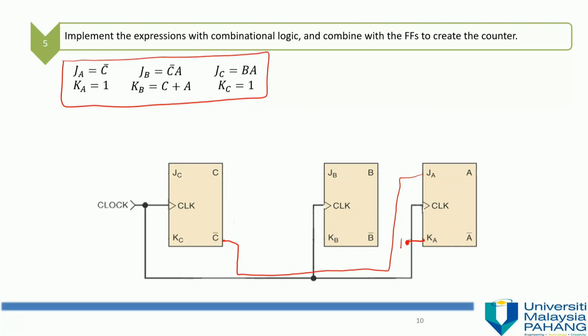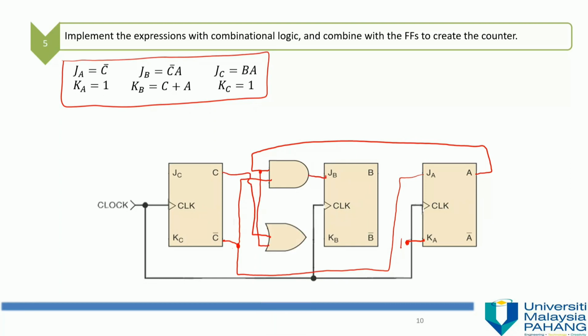JB equals C bar A. We need an AND gate here. We AND between C bar and A. C bar we take from here, and then A is here. The output of the AND gate goes to JB. Then KB equals C plus A, so we have A plus C here and connect to KB.